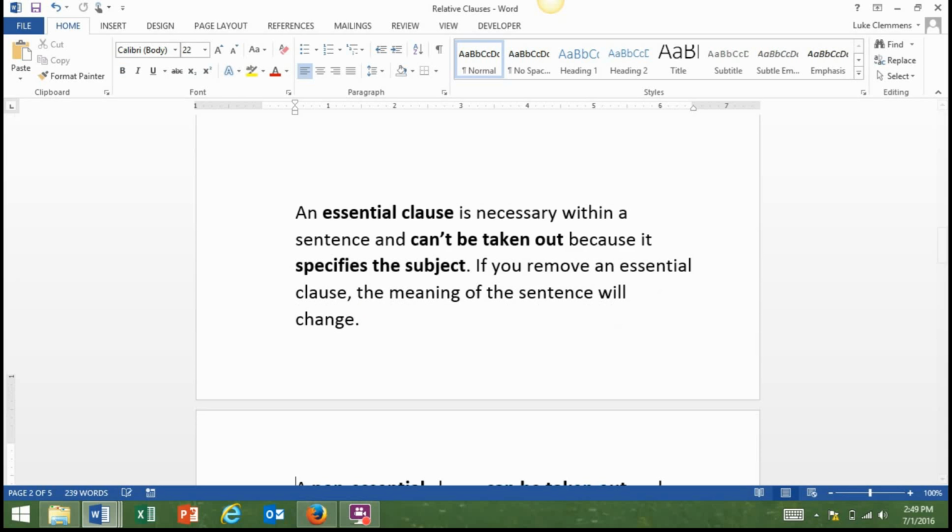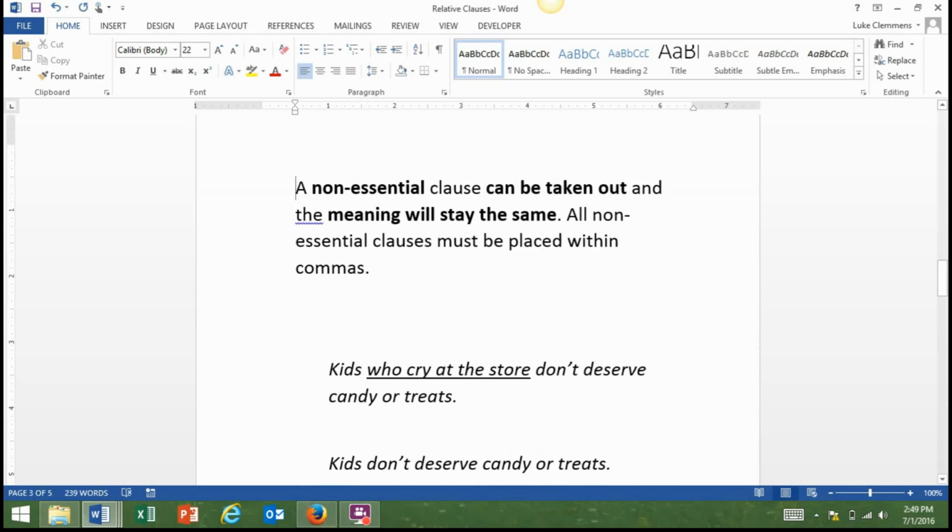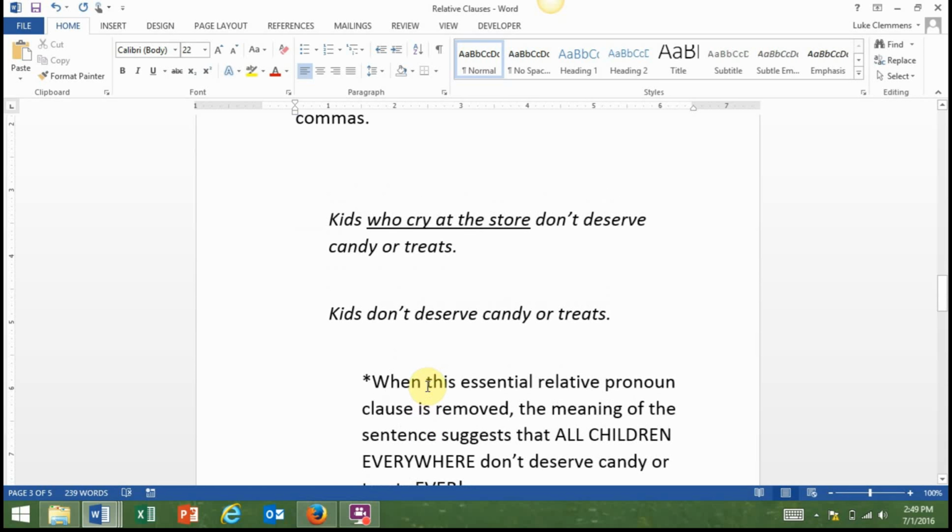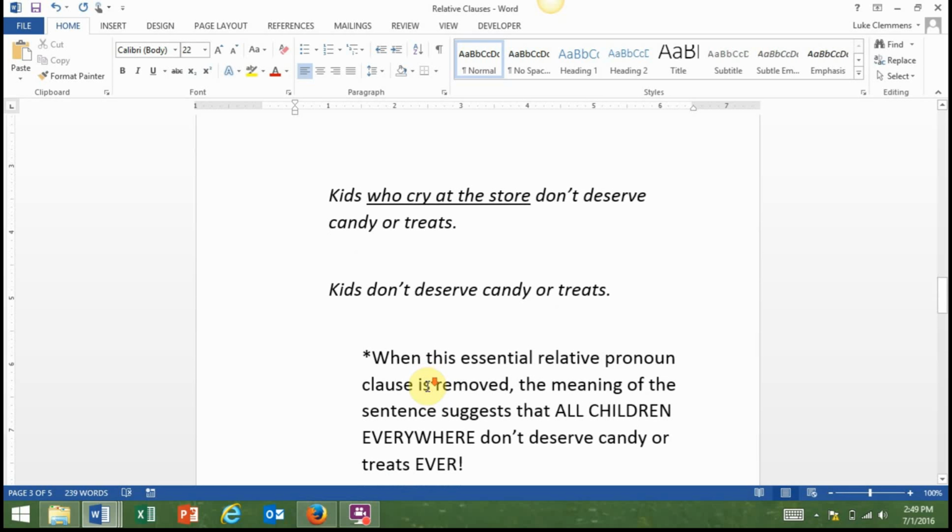A non-essential clause can be taken out and the meaning will stay the same. All non-essential clauses must be placed within commas. So, here's an example of this with an essential clause.